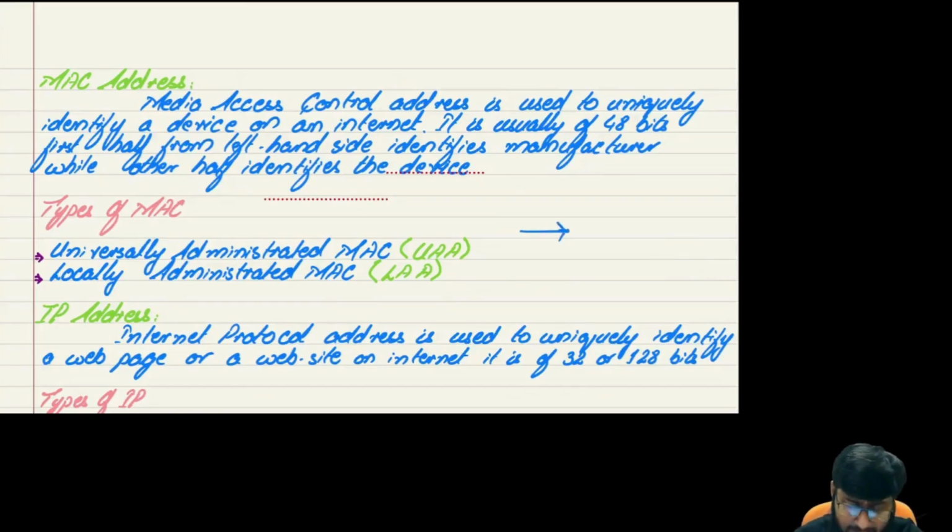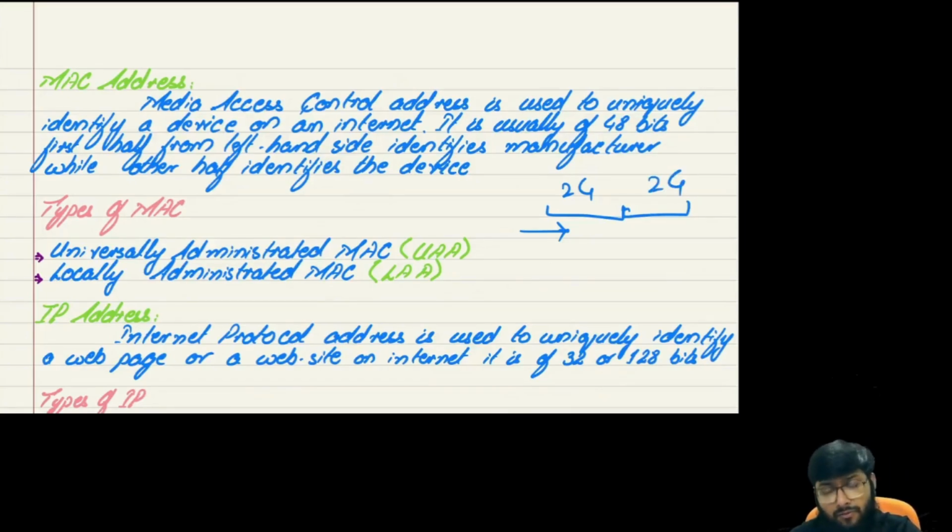The first half from the left hand side identifies the manufacturer, while the other half identifies the device. That means the first 24 bits will identify the manufacturer, while the other 24 bits will identify the device. For example, I'm utilizing a phone. The first half will tell me which brand or company it belongs to.